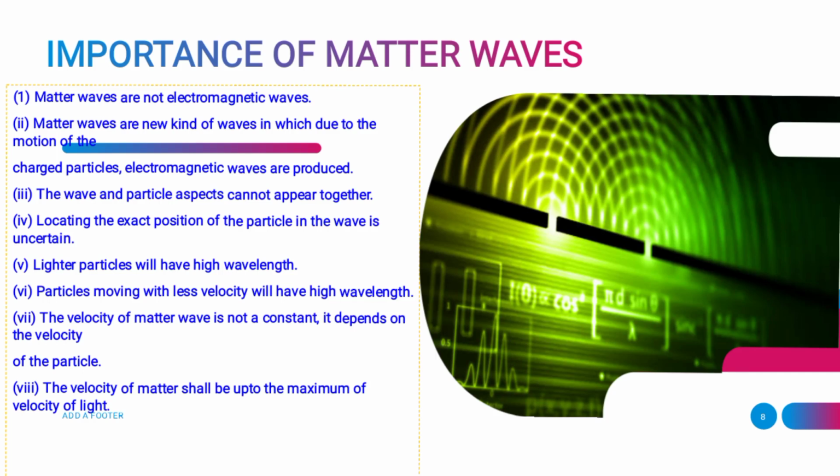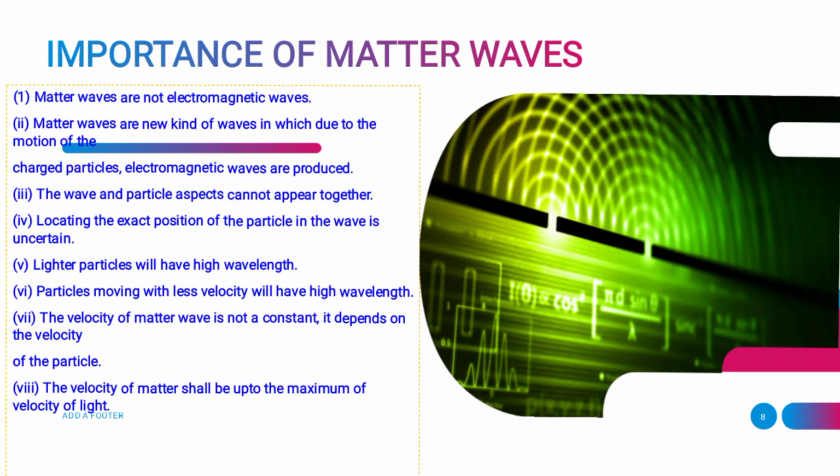The wave and particle aspects cannot appear together. Locating the exact position of a particle in a wave is uncertain. Matter waves do not necessarily have to be charged. Just like electrons and neutrons, when they move with v not equal to 0, they are called matter waves. Thus, neutrons with no charge show that matter waves do not necessarily have to be charged.